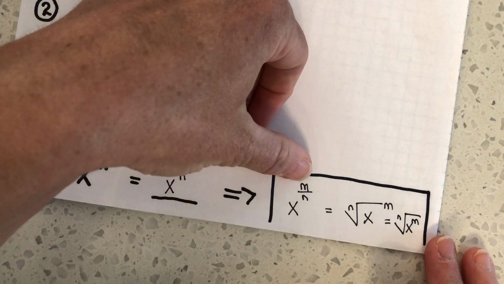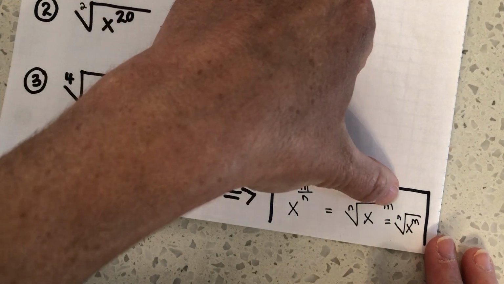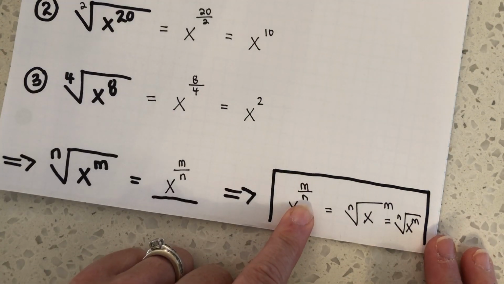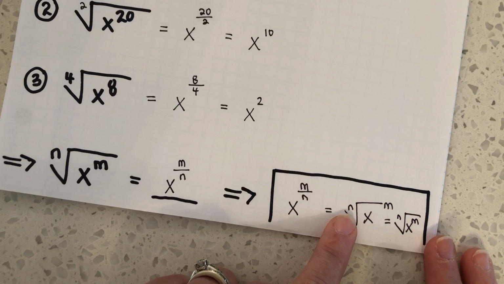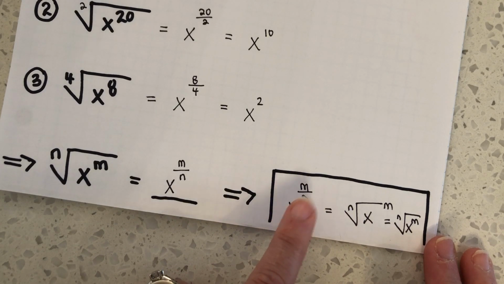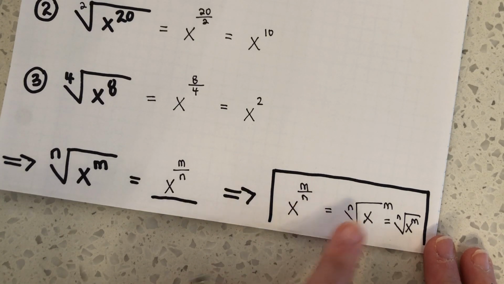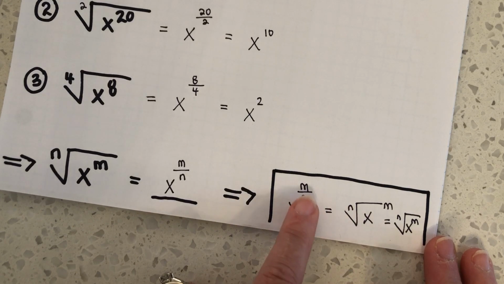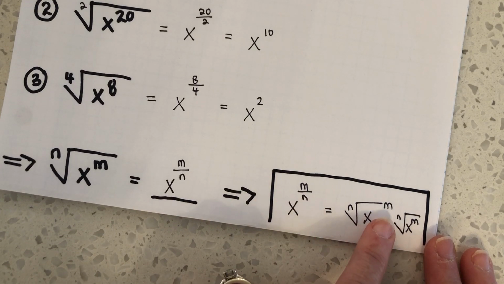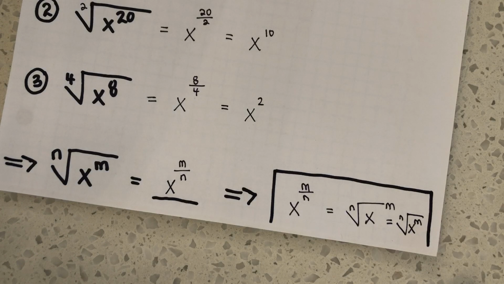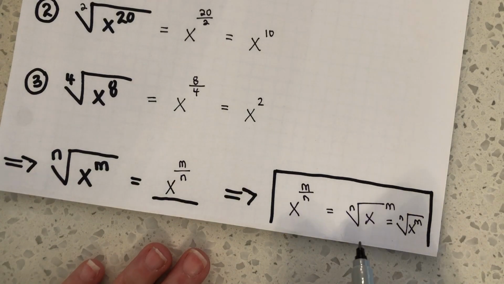And the way I remember it is the top number stays up high to be the power. The bottom number, the number underneath, always becomes your root, because where are roots found? Under the ground. So the number underneath always becomes your root, and the number on top always stays up high to be your exponent. But that's how we're going to deal with fractional exponents. They're going to turn into a radical with a power and a root.